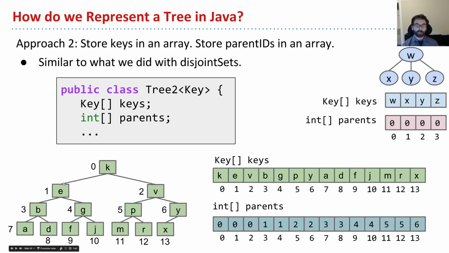3's parent is 1, and 1's parent is 0. 12's parent is 5, 5's parent is 2, 2's parent is 0. So 12's parent is 5, 5's parent is 2, 2's parent is 0. And so this is one way to represent this tree.